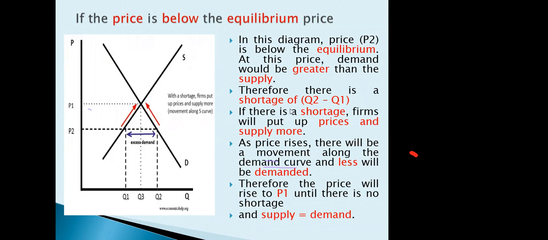Okay, if there is a shortage, the firms will put up prices and supply more. अगर डिमांड है तो प्राइस भी बढ़ाएंगे, organization will increase the prices as well as they will increase the supply as well. Getting this? Supply more. As price rises, there will be a movement along the demand curve and less will be demanded.